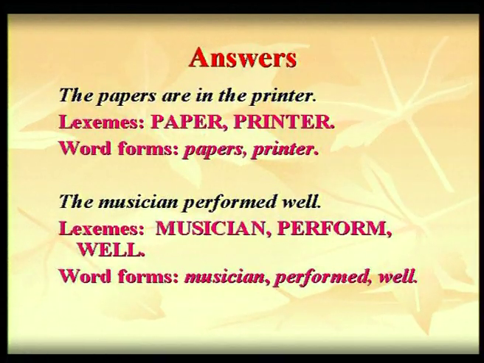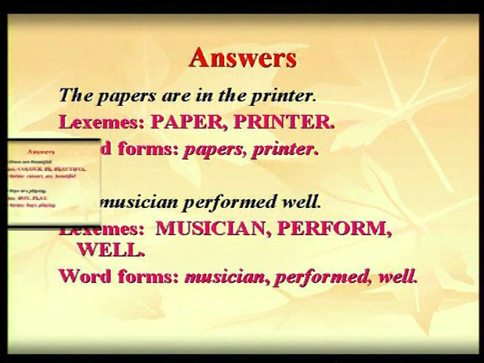Now let us see if you have got the answers right. In the sentence, the papers are in the printer, the lexemes are paper, printer. The word forms are papers and printer. In the next sentence, the musician performed well, the lexemes are musician, perform, well. And the word forms in this sentence are musician, performed, well.